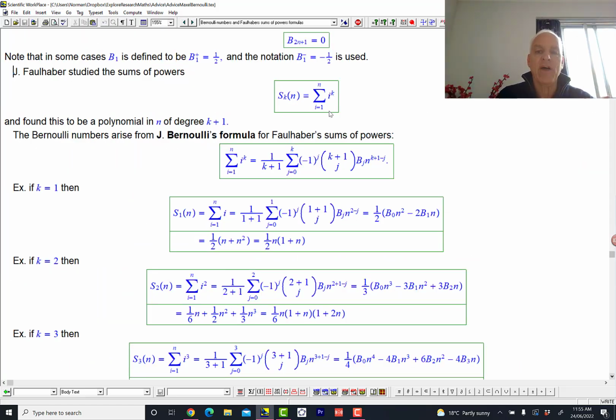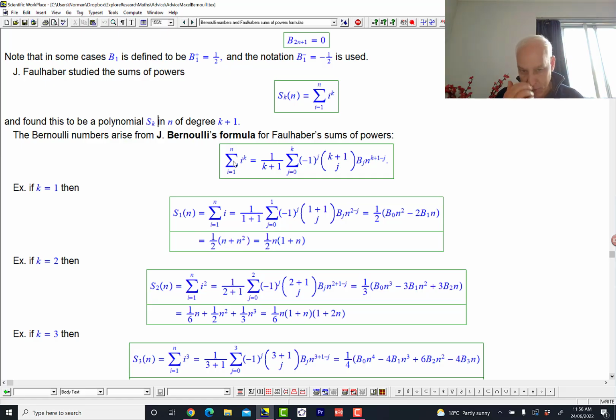K, and then you sum the numbers 1 to the k, 2 to the k, 3 to the k, up to n to the k. So that's going to be an expression that depends on n, which turns out to be a polynomial in n. Okay, this is a polynomial s sub k. And so maybe we could say this is a polynomial s sub k in n of degree k plus 1. And the Bernoulli numbers arise from Jacob Bernoulli's formula for Faulhaber's sums of powers.